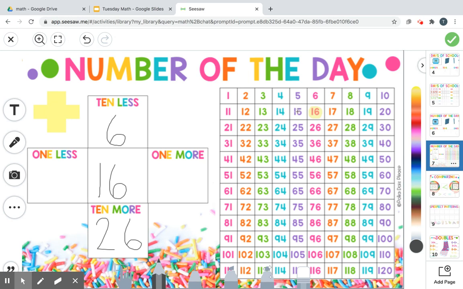So what comes before 15? Hold your nose and say, I mean before 16. I'm giving away answers. You got to watch me. Hold your nose and say it. What comes before 16? 15. Okay. Now opera sing what comes after 16. What comes after it? Say it with me. 17. 17. Okay. Moving on.